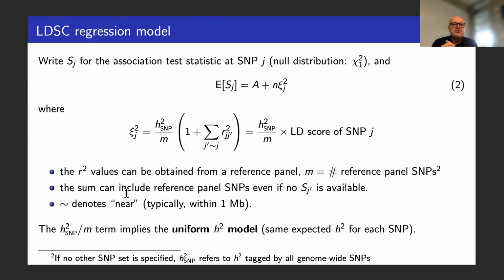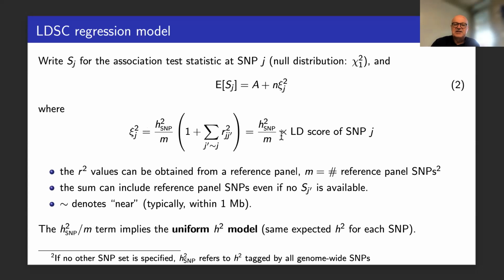Here's just a brief summary of the LD score regression model. I'm assuming many people are familiar with this: it's a model for the test statistics, that's equation 2 at the top here. It's just a simple linear regression where the slope depends on the LD score. This A is an intercept term, which I can discuss a little later, but the main interest is in the slope, which is spelled out more fully in this next displayed equation.